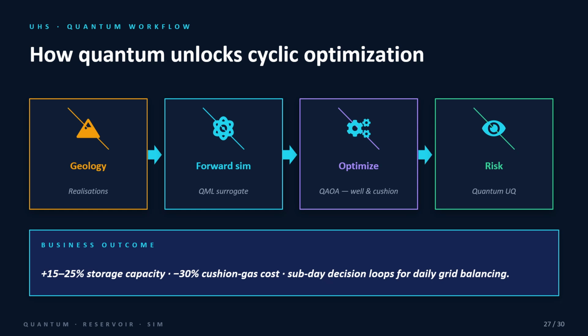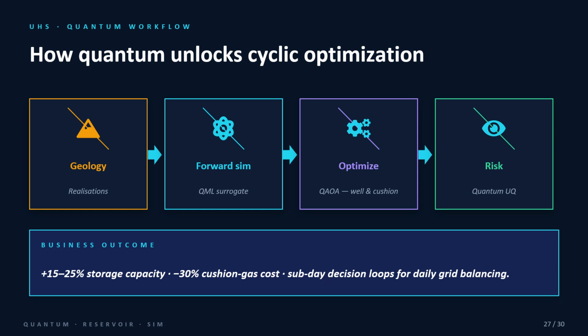A possible quantum-enhanced UHS workflow may look like this. First, we generate many geological realizations to represent uncertainty. Then, we run forward simulations or train quantum-enhanced surrogate models. These models can predict pressure, saturation, deliverability, and recovery performance. Next, optimization algorithms, such as QAOA, may help select well locations, cushion gas volumes, injection schedules, and withdrawal strategies. Finally, quantum uncertainty quantification may help evaluate operational risk across many scenarios.